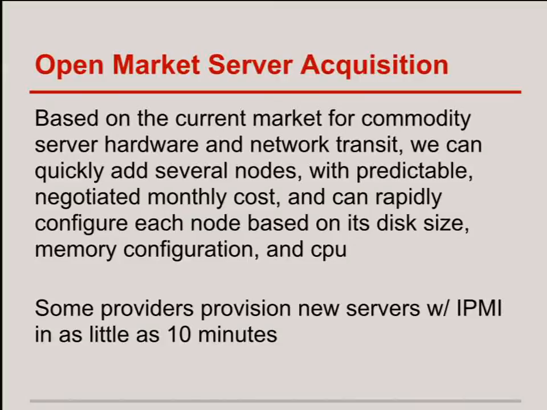And it also means that we can add nodes really quickly. One of our providers in Europe has servers sitting in the rack, and a robot gives it to you and gives you IPMI access within 5 minutes as soon as you pay them. And then you can install FreeBSD and have a server up and running in no time. But it also gives us predictable monthly costs. And as we add more servers, we can start negotiating with places like OVH to get discounts and so on.